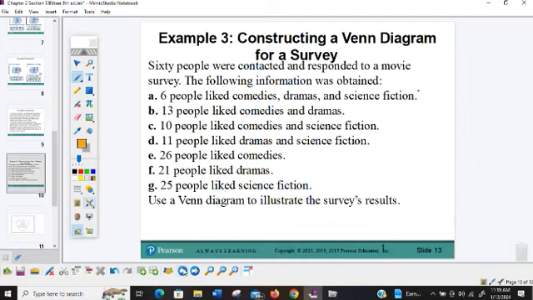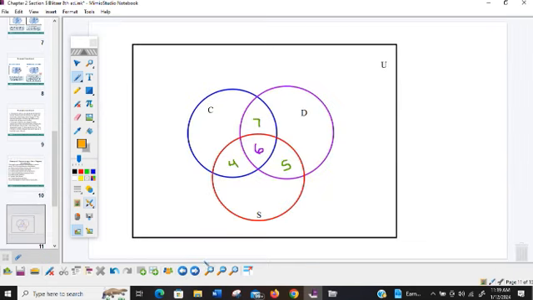So now it says 26 people like comedies. So the C circle should have 26 in it all total. So let's see what we got. Right here, we have 17 so far, right? 10 plus 7 gives us 17. We need 9 more for this to add to 26.